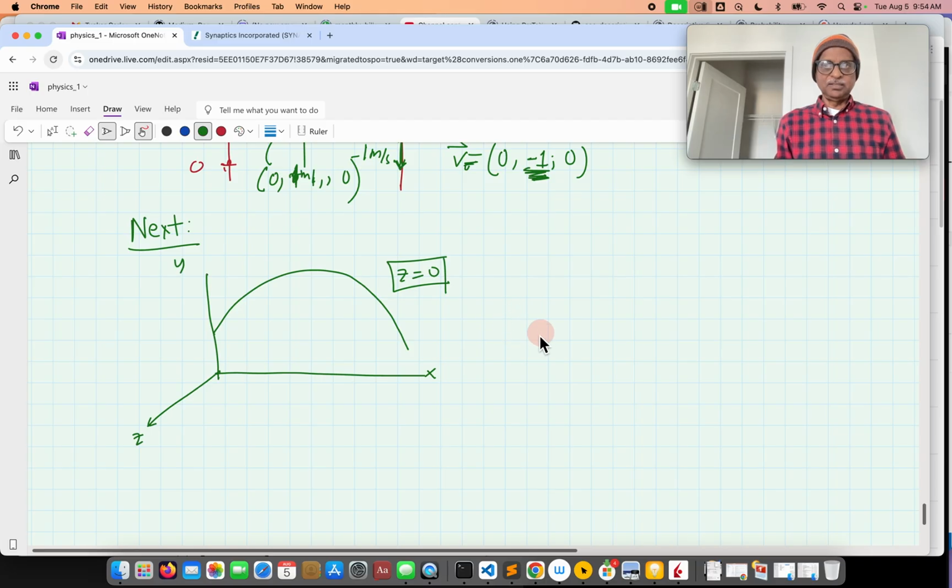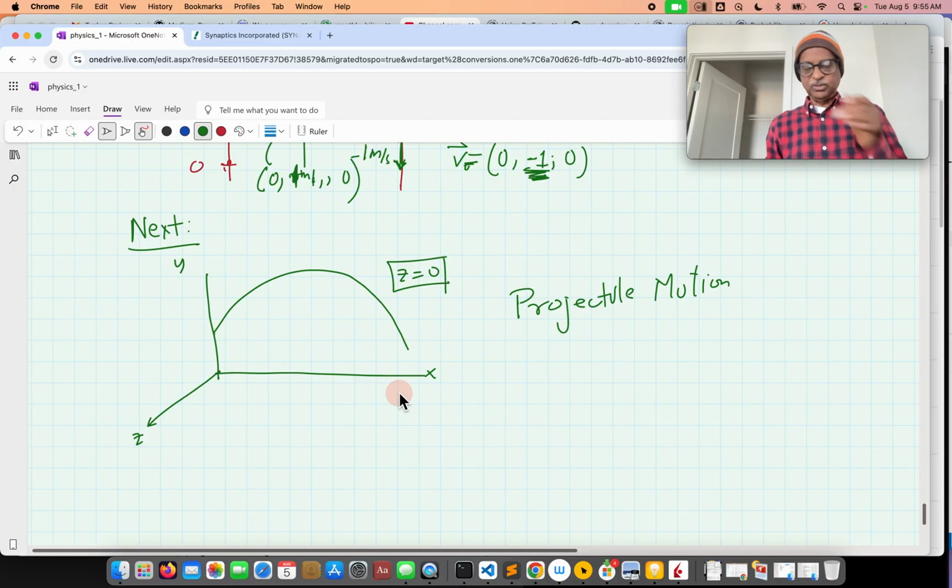This is called projectile motion. We are going to talk about that. Here again, I'm going to ignore air resistance. We are ignoring air resistance completely. I forgot to mention that.